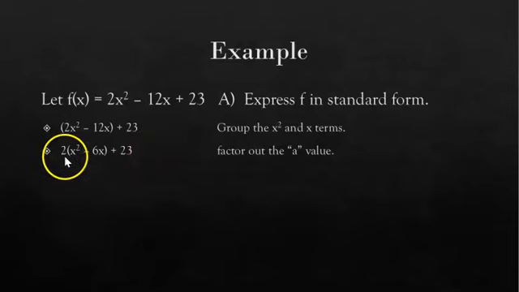But just be careful, because we factored out this 2, we have to multiply by that 2 when we take it out to the outside. So on the inside, we'd add 6 divided by 2, which is 3, so 3 squared. On the outside, I would subtract 2 times 3 squared.